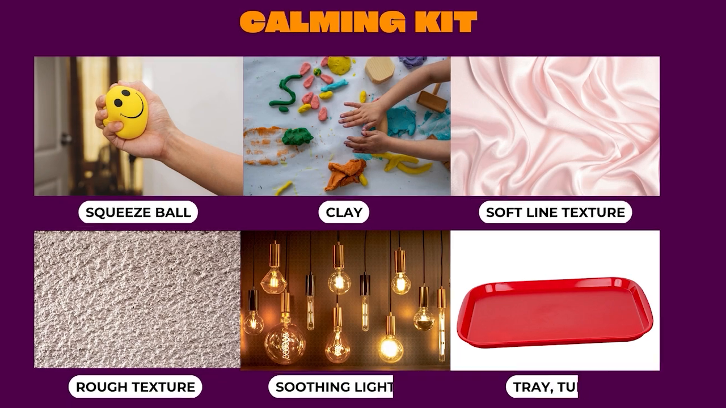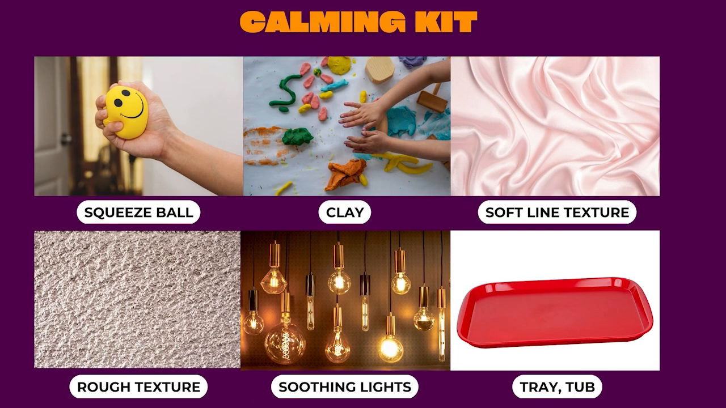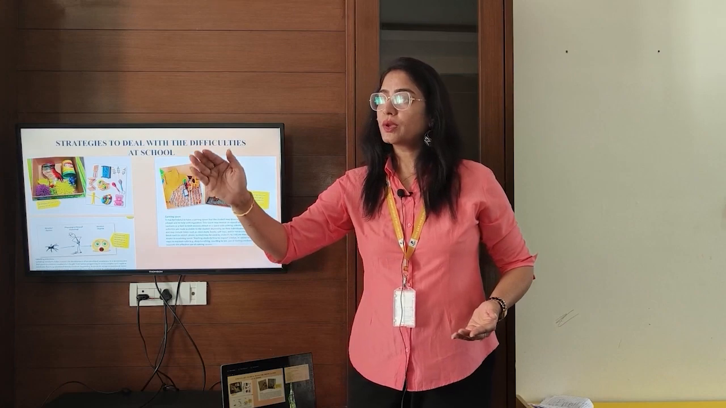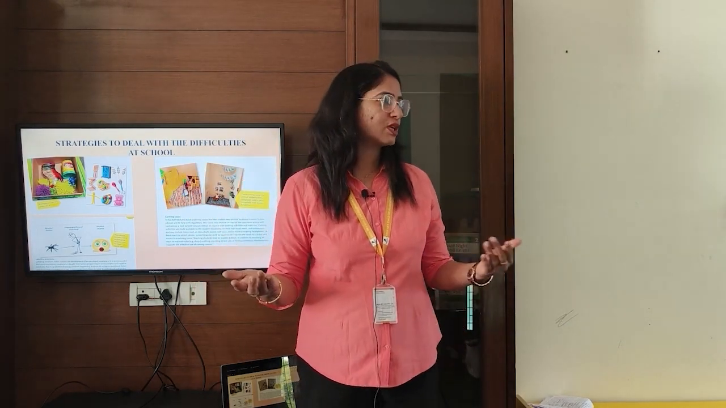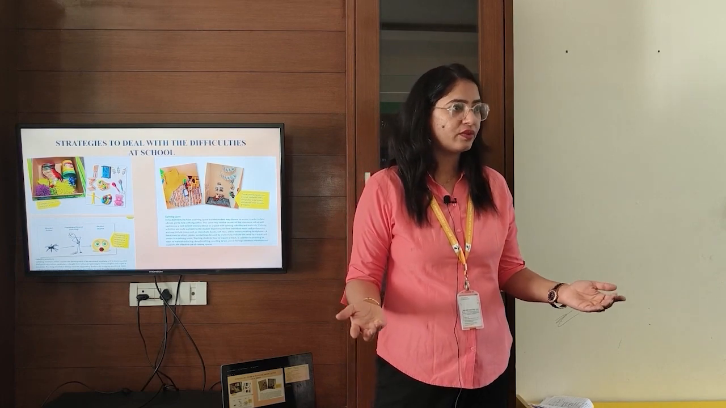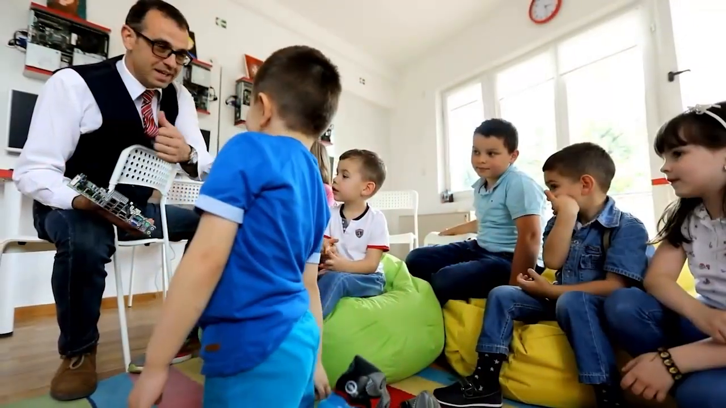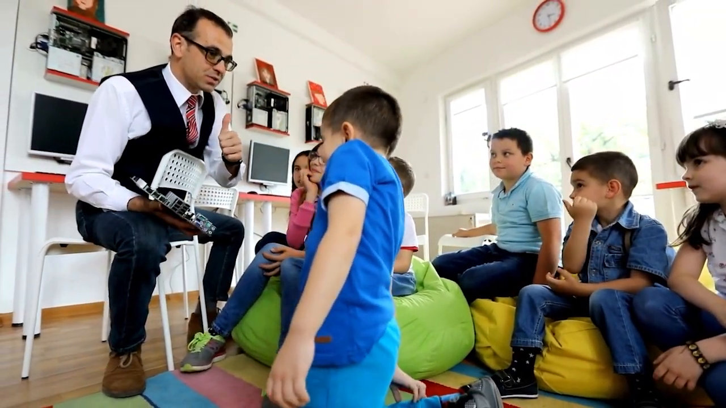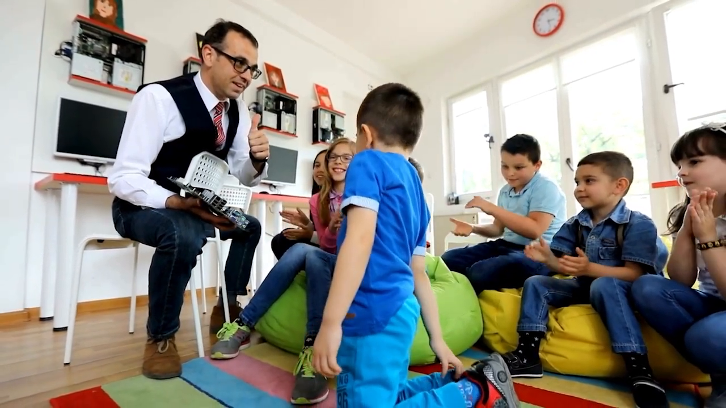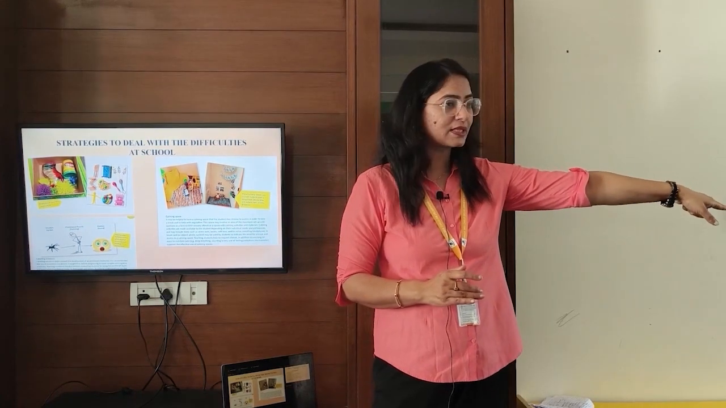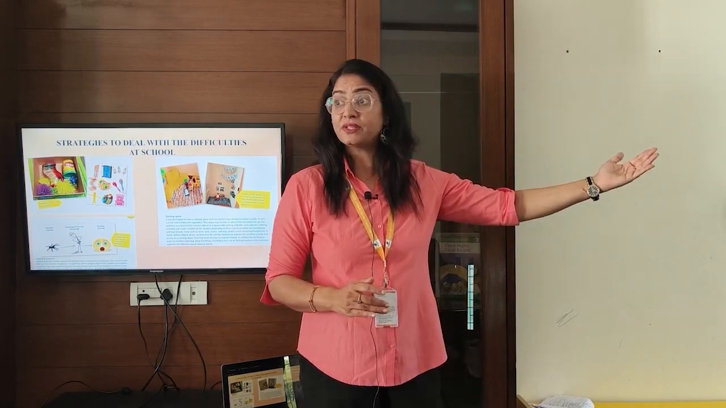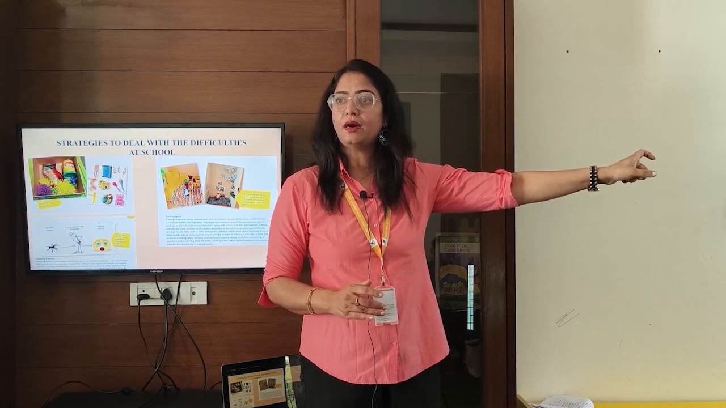Those calming kits you prepare, and again with a tray or a tub, you can label it, calming kit. Whenever you feel your child is disturbing the class and is overwhelmed, anxious, bring that calming kit and propose that he play with it. Or you can have a small corner. For example, this corner is there with so many things, utensils. You can create a space there and write down calming, quiet space, calming space.